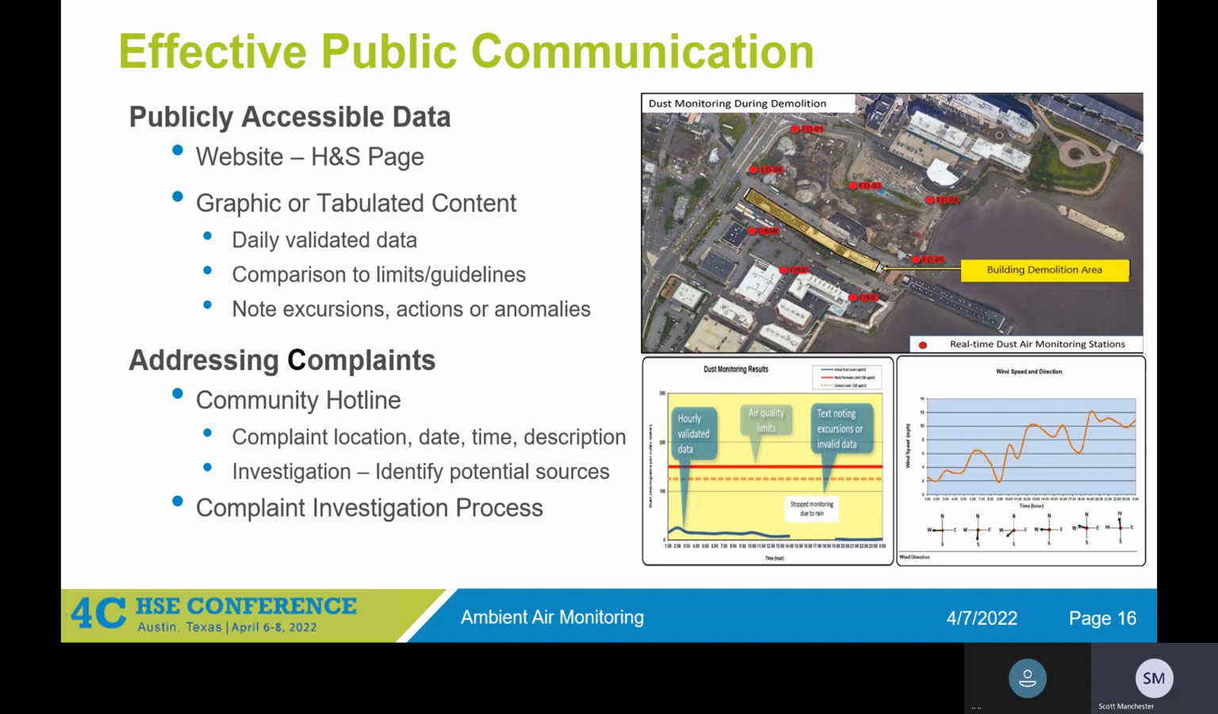But it's really important to have the details on that, and to have a process set in place so that it's dependable, and the results can get back to the complainant.